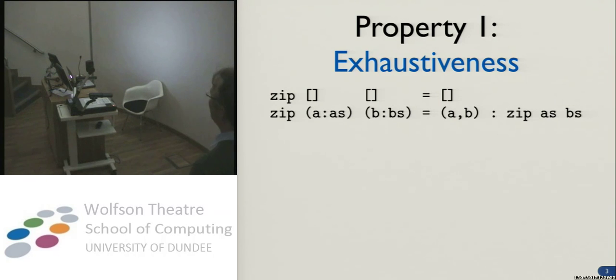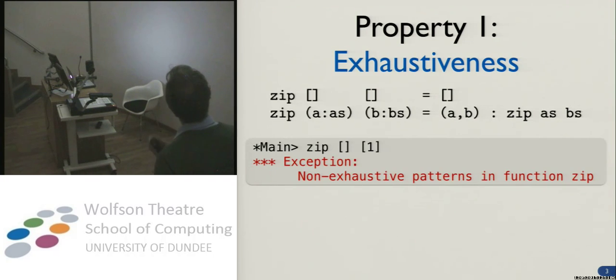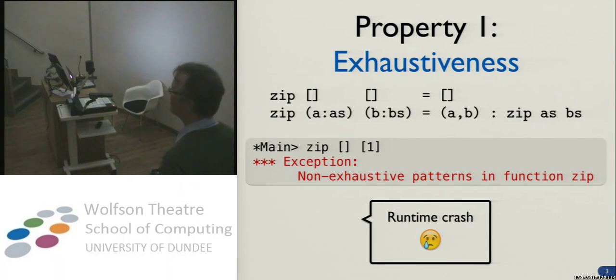The first property is whether a pattern match is exhaustive or not. So here you have a zip function with two clauses. You can just type this in and run this Haskell program, and then you get a runtime exception, which is of course not so nice. Ideally, we want strong guarantees from our compiler so that if we compile our programs and run them, we won't have any crashes at all.